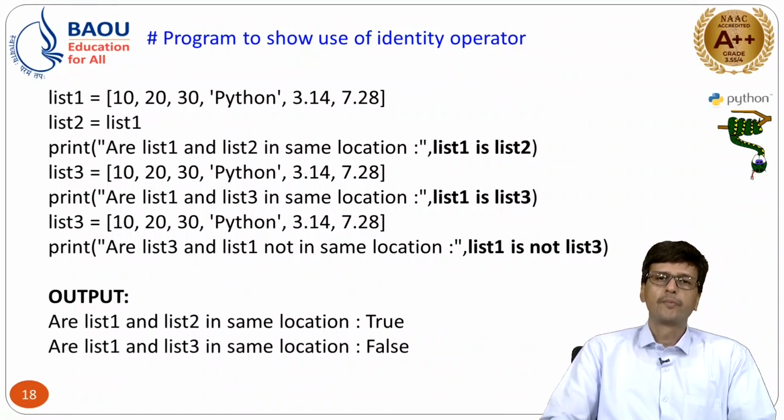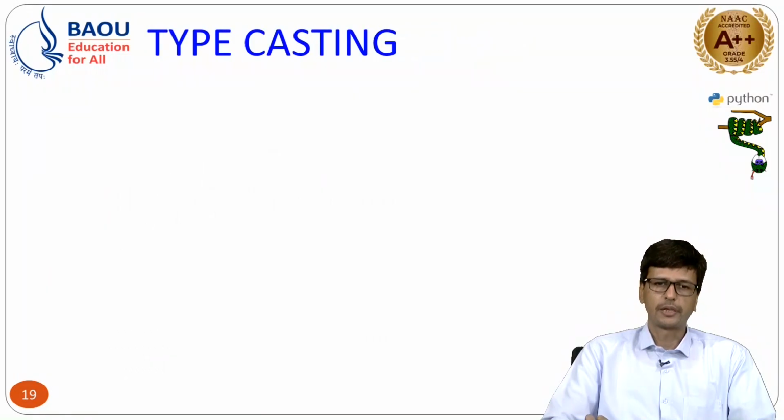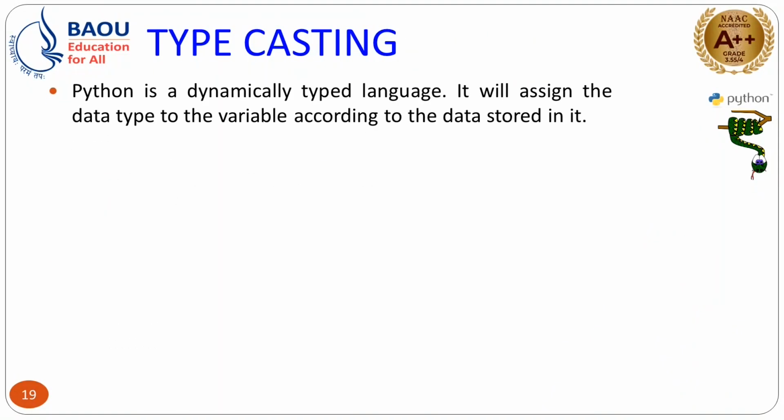So this way you can identify whether multiple variables point to the same memory location or not, and to check that you use either is or is not, which is nothing but the identity operator, right. Now what is typecasting?